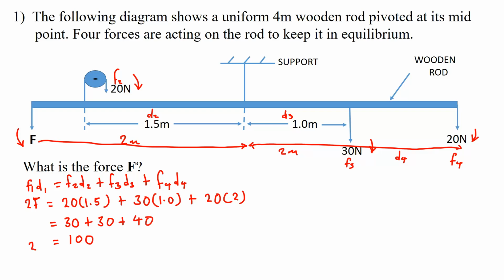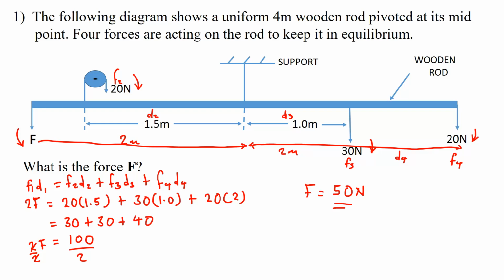And then we can write 2f. So we can now divide by 2 on both sides so that we can find the value of f. If we divide by 2, this 2 and this 2 cancel out, and the value of f will be equal to 100 divided by 2, which is just 50 newtons. So 50 newtons is the value for F there. It is the force F that we have been asked to find. So we have answered this question.